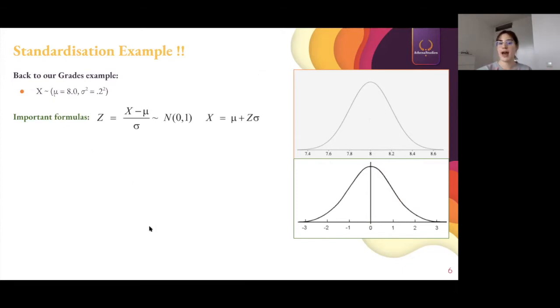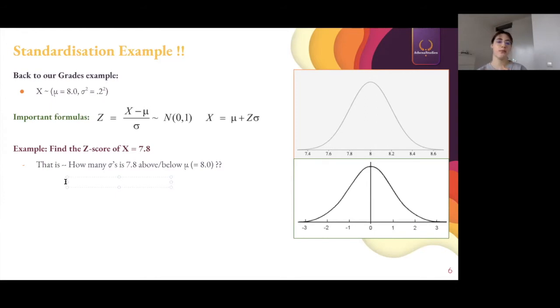So they mean basically the exact same thing, except one is standardized and the top one is not. And now that we have these two next to each other, let's look at an example. Find the z-score of x equals 7.8. This basically means how many standard deviations is 7.8 above or below the mean that we were given. And in this case, we know it's going to be below because our mu is 8.0. So let's apply the correct formula, and then we can easily find this.